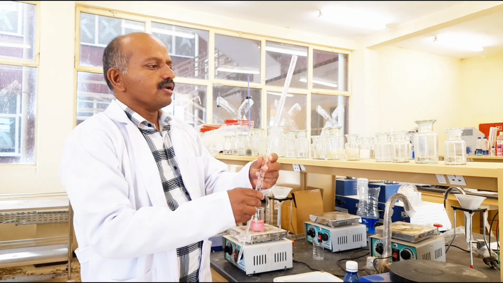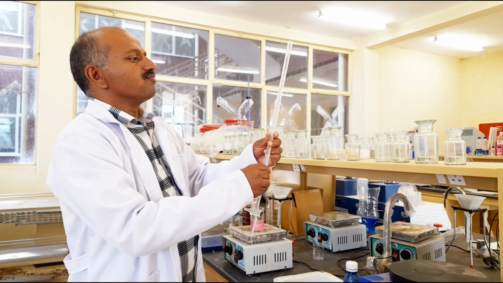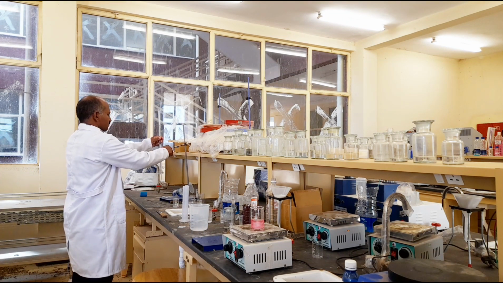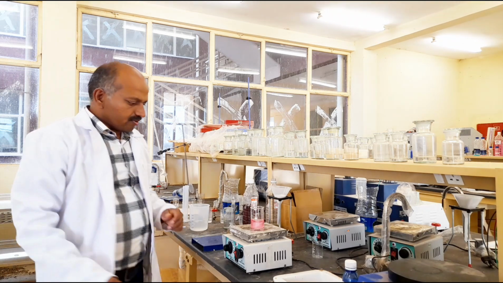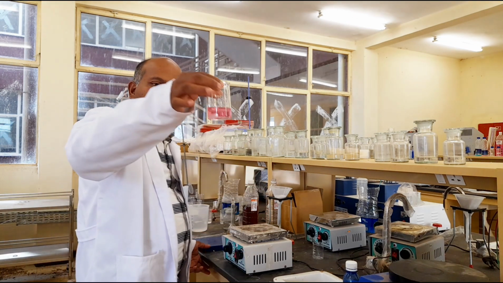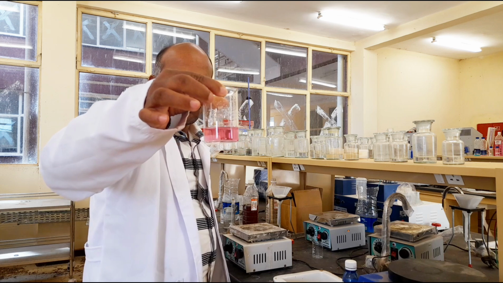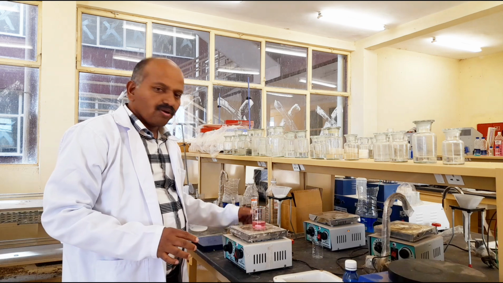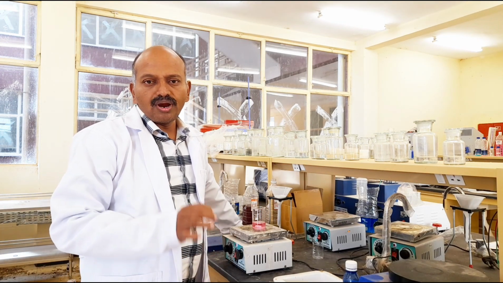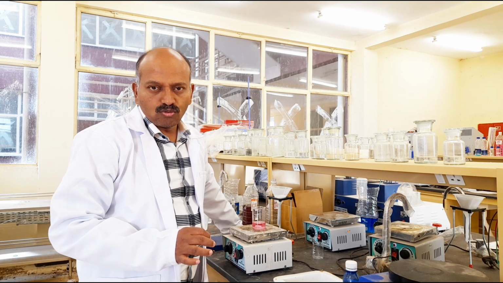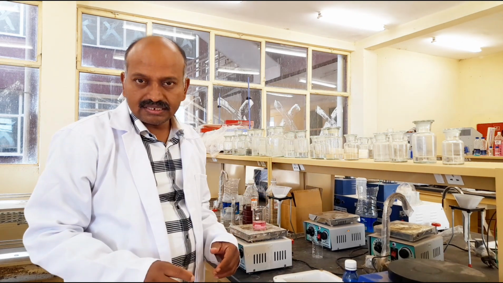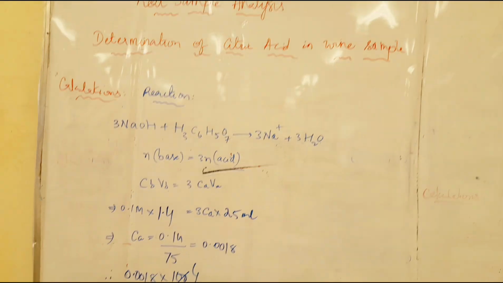It is 1.4 ml. So we got the value: the color changed from colorless to pink at the volume of 1.4 ml of sodium hydroxide. So 25 ml of the wine sample consumes 1.4 ml of the 0.1 molar sodium hydroxide. Now this is the reaction end point. Now let us perform the calculations to find out exactly the molarity of citric acid present inside the wine sample.